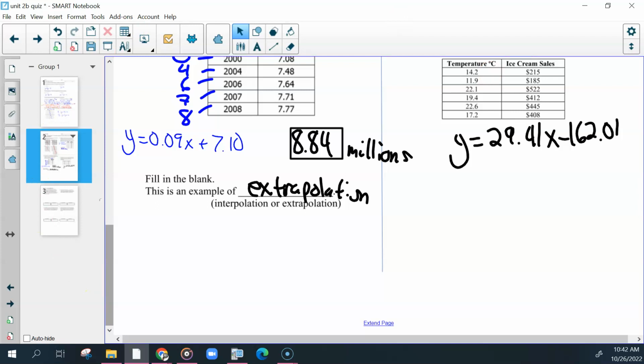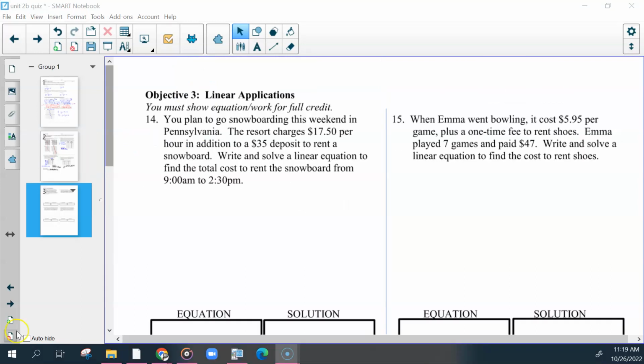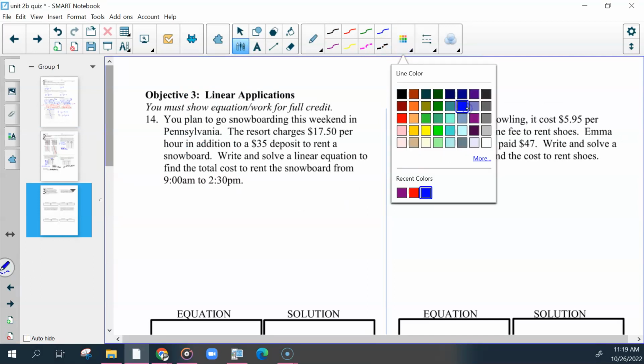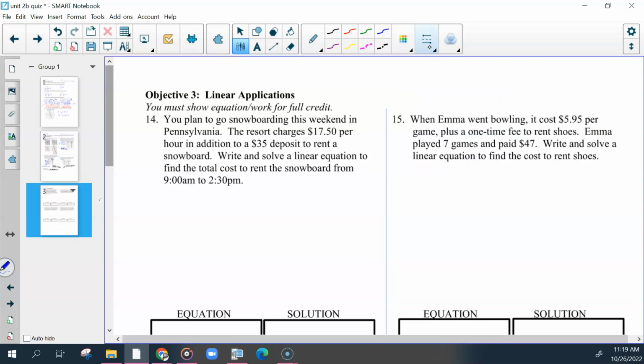So when we get back, we will talk about the last page. And then go from there. For majority of these, you needed to define your variables. Define your variables, whatever those were. Set up your equation, solve your equation, get your answer.